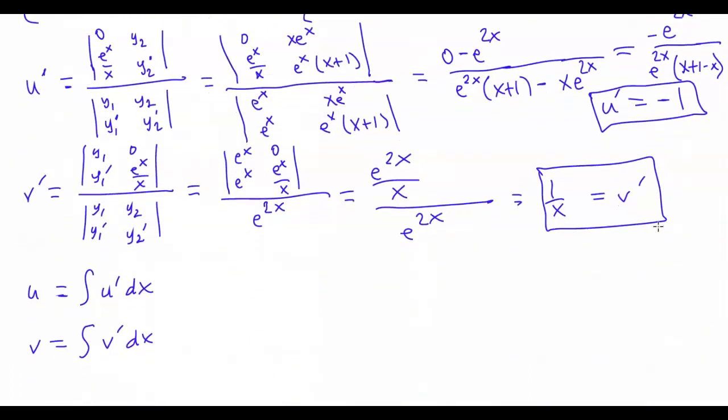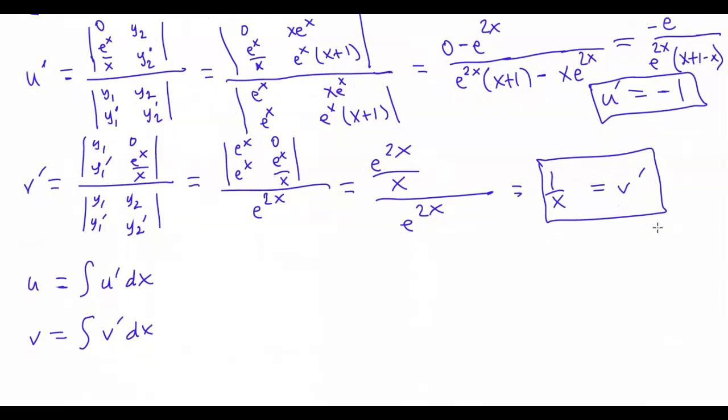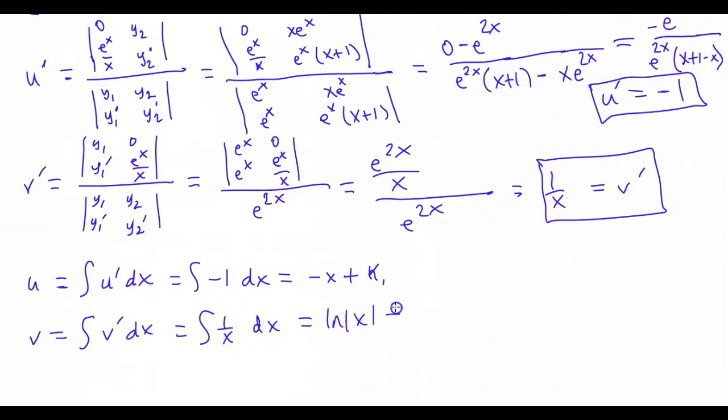All right. So in doing this, we know that the antiderivative of -1 dx is just going to be minus x plus some constant there. The antiderivative of 1 over x dx is just going to be natural log of absolute value of x plus some constant there. And we simply say that u is going to be minus x and v is going to be natural log of x, just to make life simple for ourselves.